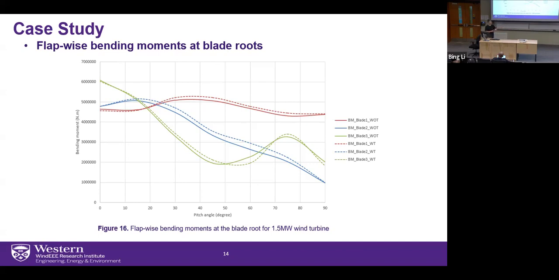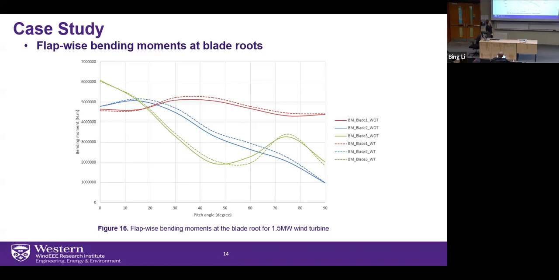If you look at the results, usually the edgewise bending moment is smaller. However, the blade is actually stiffer in this direction, which makes the flapwise bending moment more critical. So I only plot the flapwise bending moment here. I have dotted lines that represent the values considering the effect of angle of twist, and solid lines that do not consider angle of twist. There are three blades, 1, 2, 3. Blade 1 is pointing upward, 2 and 3 are going like this. This is for the 1.5 megawatt turbine. I'm changing the blade pitch angle from 0 to 90 degrees so that I consider all possible cases.